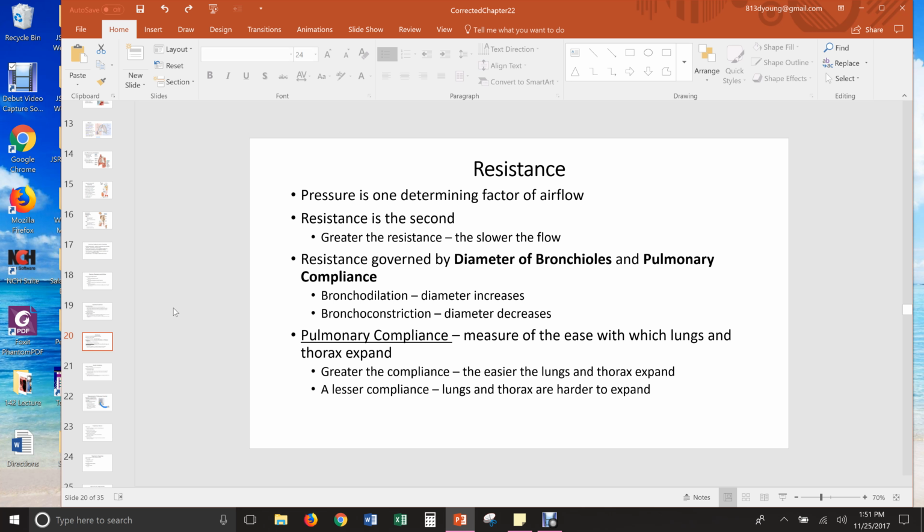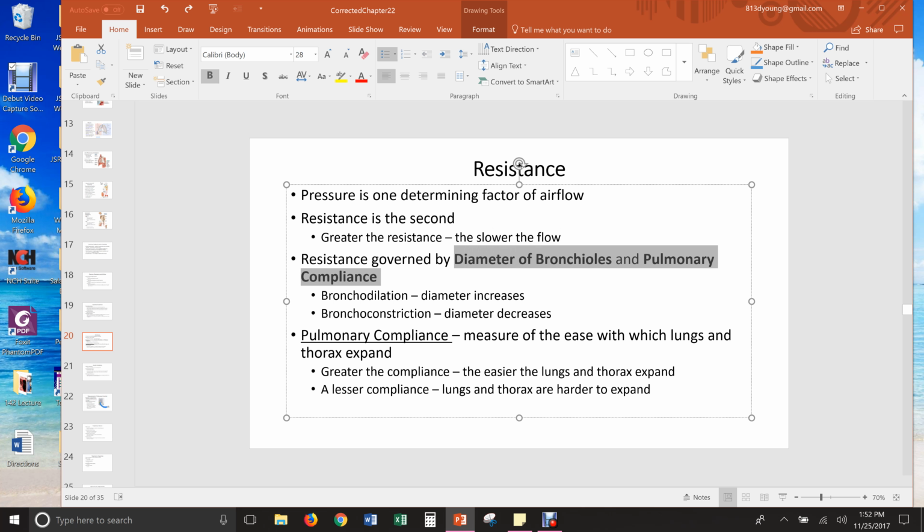Now, one of the big things that you will probably come across in your programs, especially if you choose to go into respiratory therapy, when we talk about these factors for breathing, is that resistance becomes important. If we have a lot of resistance on our breathing, the slower the airflow is going to be. So resistance is affected by the diameter of the bronchioles and the compliance of our lungs.